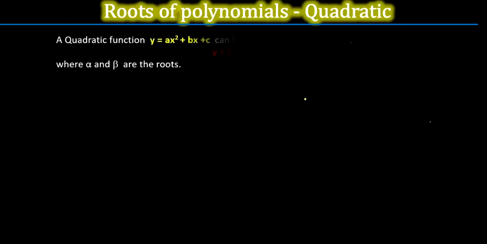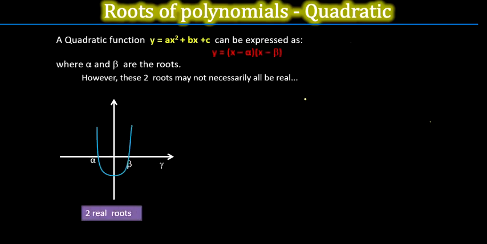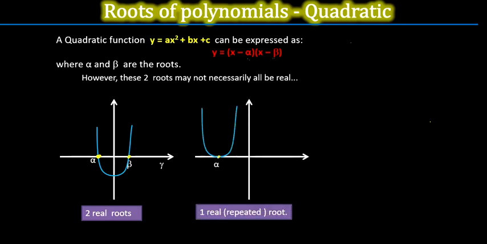Now I can show this with the help of some graphs here. You see, if you have a degree 2 equation, a quadratic, the roots are alpha and beta, and you can write the factor form. You should know the meaning of the roots: roots are the points where the curve cuts the x-axis, where the y value becomes 0. So you may have two real roots, or the possibility is there that you have just one real root.